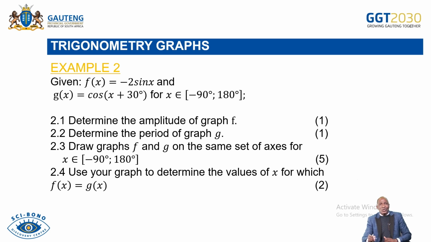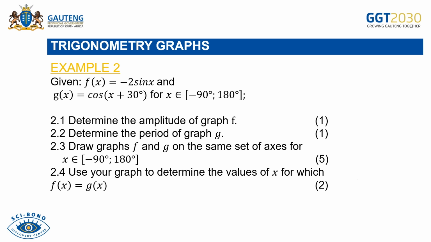Just discussing those two, I want you to quickly check the frequency for each graph, and then also look at the period for each graph before we can even answer any question. You need to be able to interpret the function itself before you can even draw the graph. Hence, I have my 2.1 saying determine the amplitude of graph f for 1 mark, then determine the period of graph g for 1 mark also.